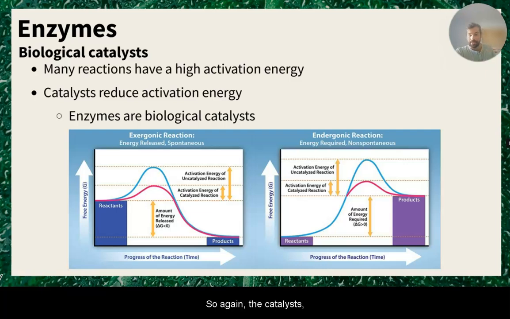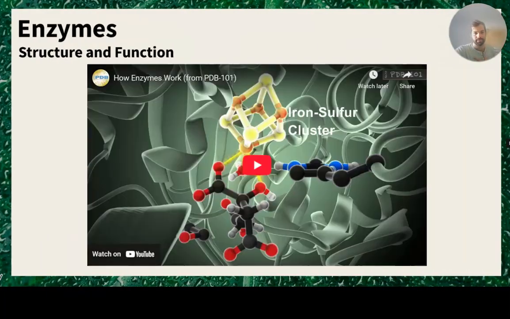So again, the catalysts, though, are important to this, especially when it comes to biological systems. We have our own biological catalysts, our biomolecules that do this. Many of the reactions needed to build that order, sort of fight against the entropy, are high activation energy reactions, but we have enzymes. So enzymes are a specific type of catalyst. They are biological catalysts. They are proteins, typically.